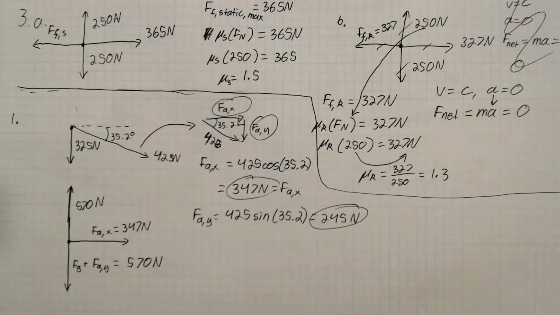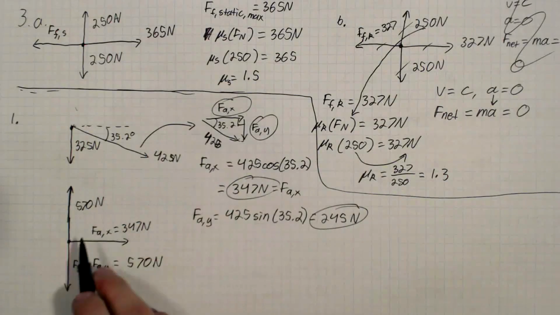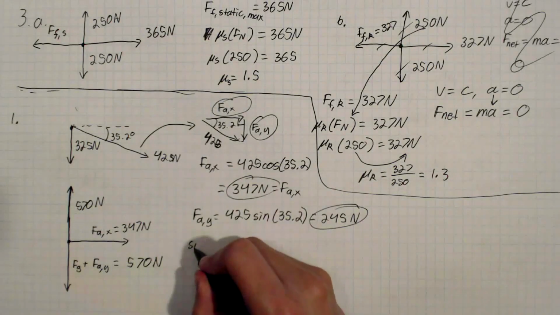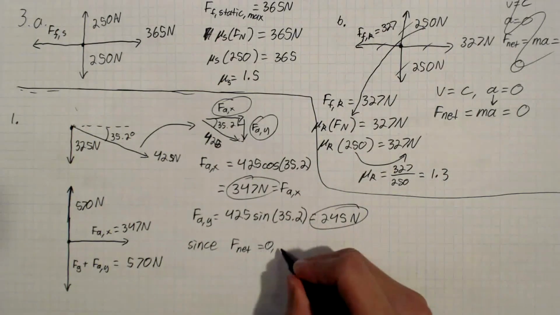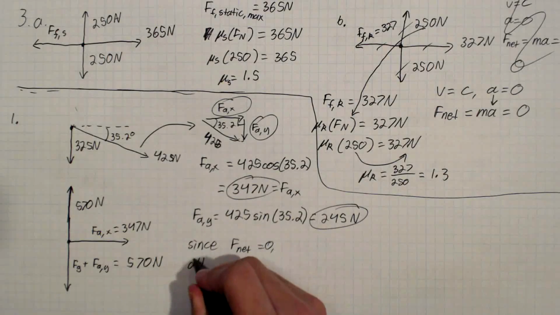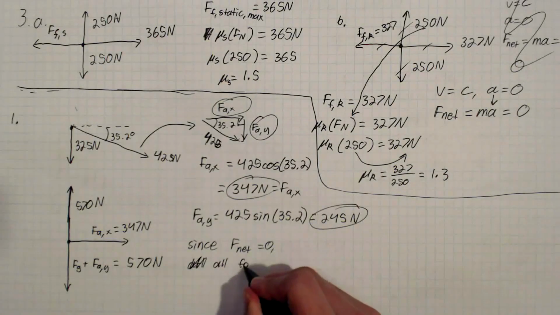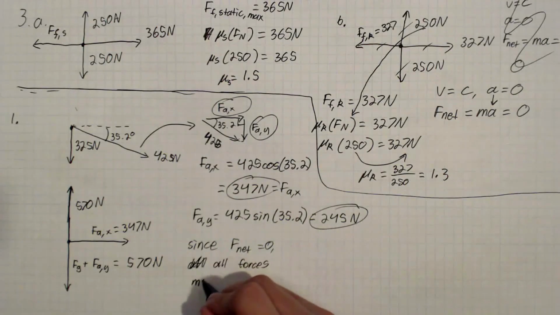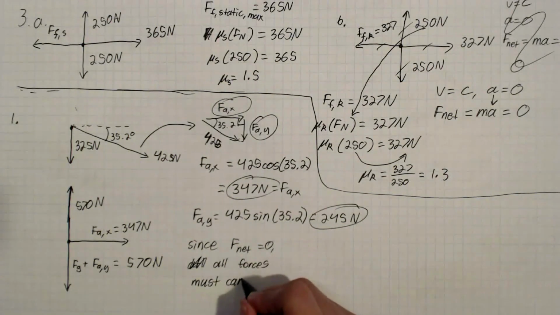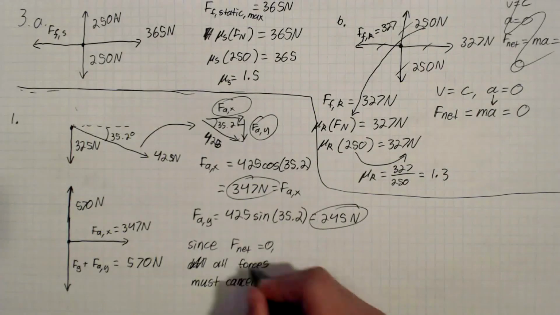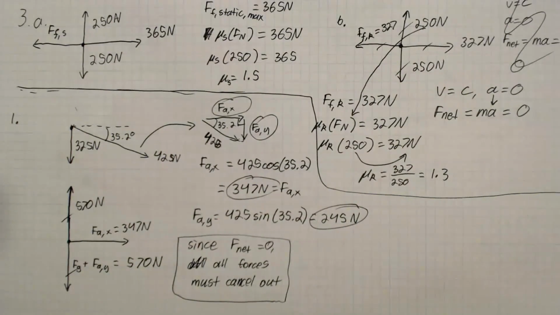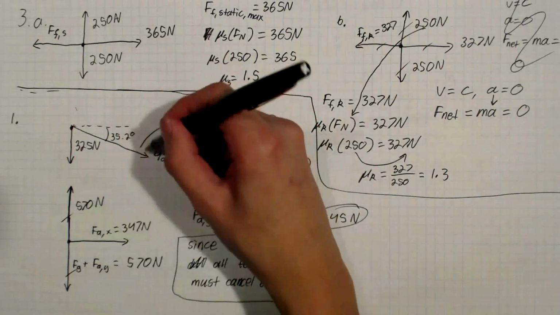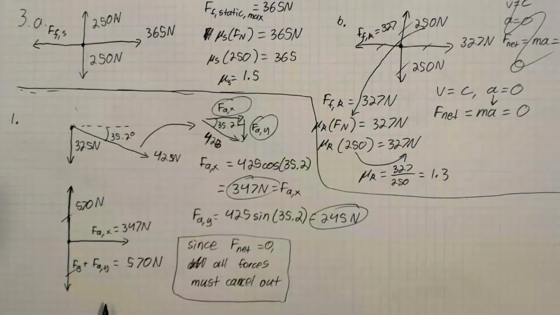Again, it's moving at a constant velocity, which means our net force is 0, which means all of these have to cancel. So since net force is equal to 0, all forces must cancel out. This is an important concept. So the normal force and the gravity plus the downward force from the applied force, the downward component of the y force, have to cancel.